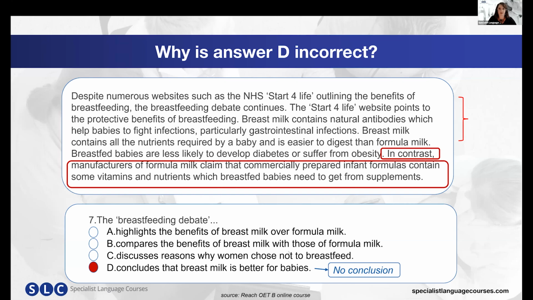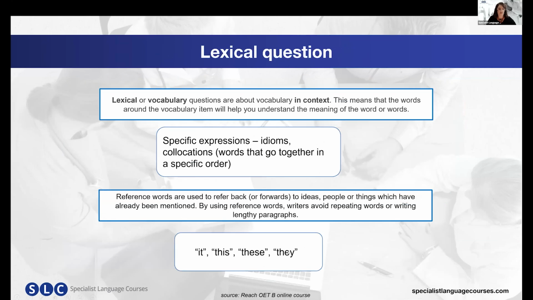So another type of question that you may get, that you will get in Reading C, is a lexical or vocabulary question. So lexical or vocabulary questions are about vocabulary and context. So the words around the vocabulary item will help you understand the meaning of the word or words that you need to answer the question on. Now, vocabulary questions are on specific expressions, for example, idioms or collocations, so words that often go together.